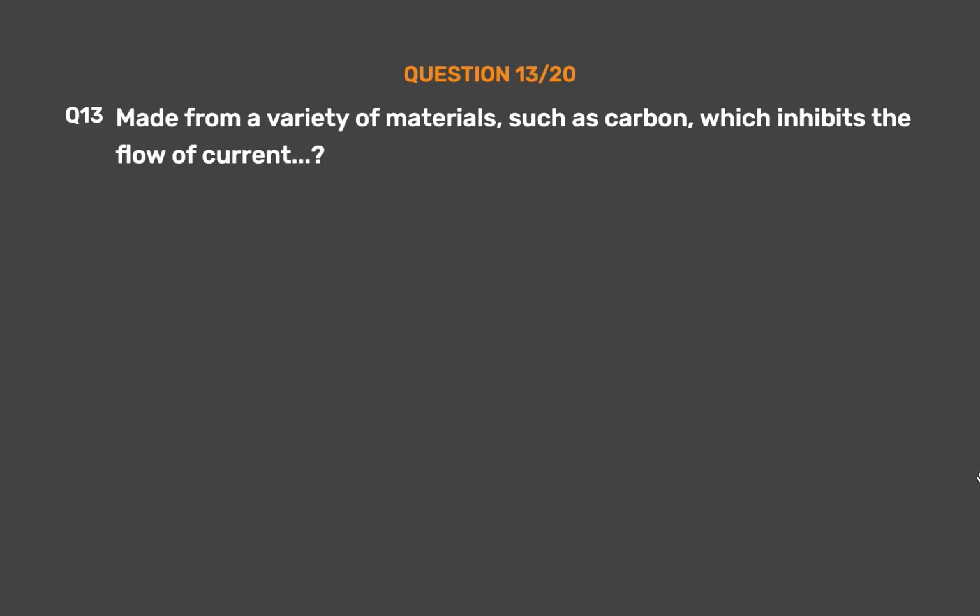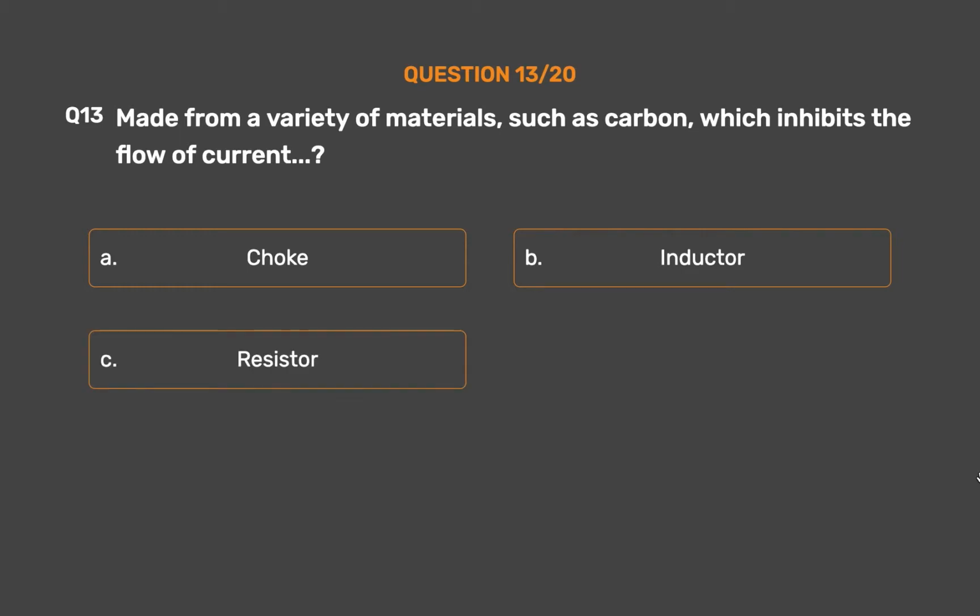Question number 13. Made from a variety of materials, such as carbon, which inhibits the flow of current. Option A. Choke. Option B. Inductor. Option C. Resistor. Option D. Capacitor.